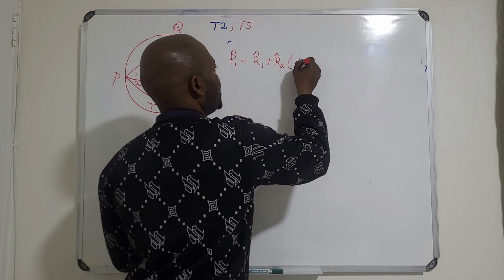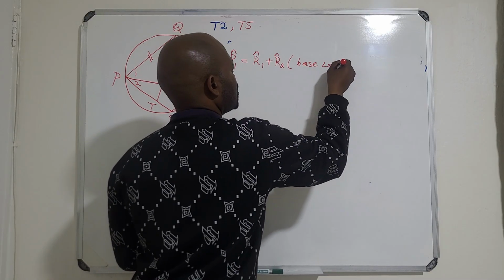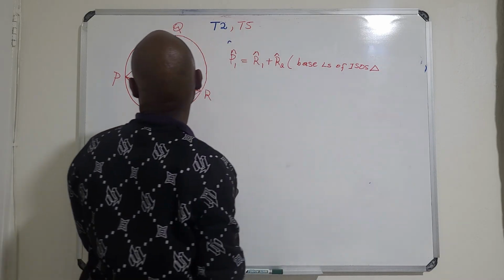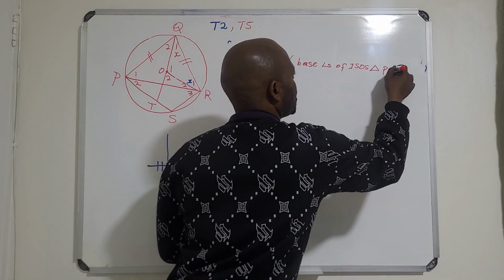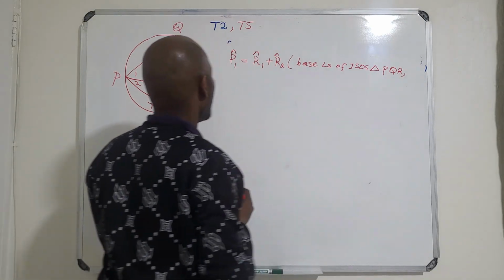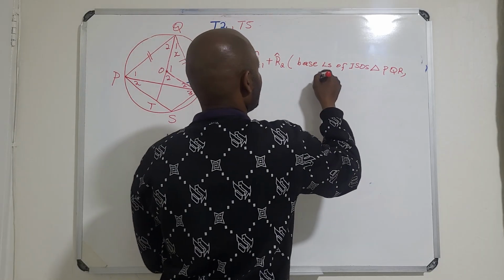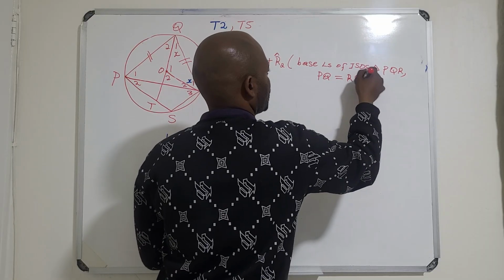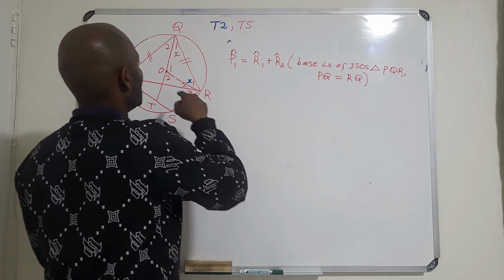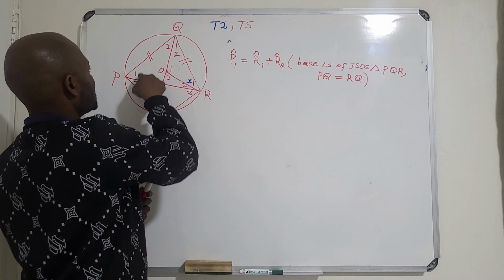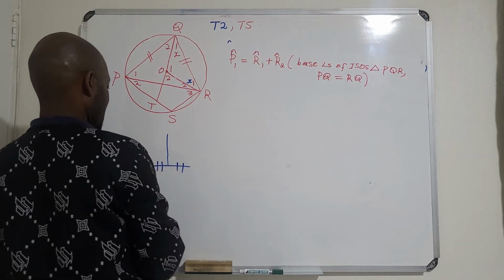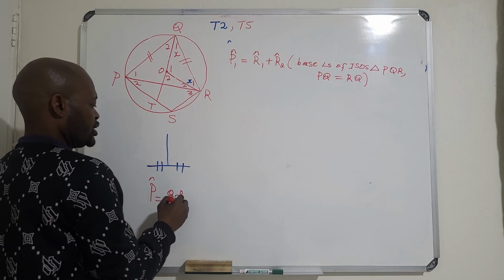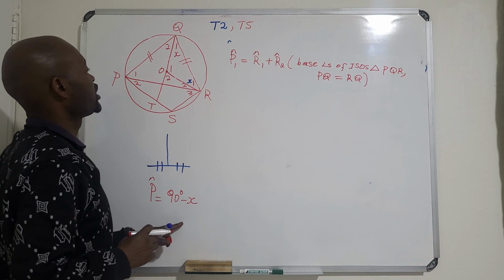Therefore, base angles of isosceles triangle PQR. Why are they base angles? Because PQ is equal to RQ. Now, obviously, we know that this angle here, angle P1, is equal to 90 degrees minus x. We've just got it now.